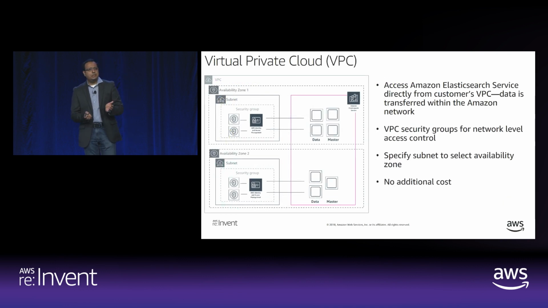With VPC, you ensure that your data is not going over the internet. It's within the Amazon network. It also has the added benefit that you can actually control access based on IP addresses, and you restrict the surface area of access to your cluster. And to top it all, you don't pay any extra cost just to enable VPC on Amazon Elasticsearch Service. It's free. So this is something core that you would want to consider no matter what kind of domain or use case scenario that you're actually focusing on.